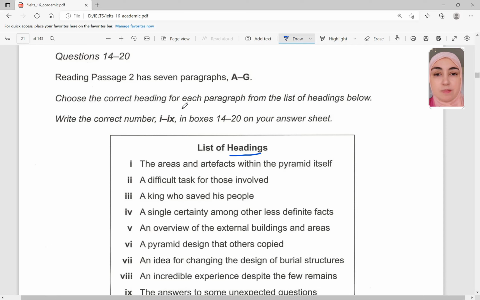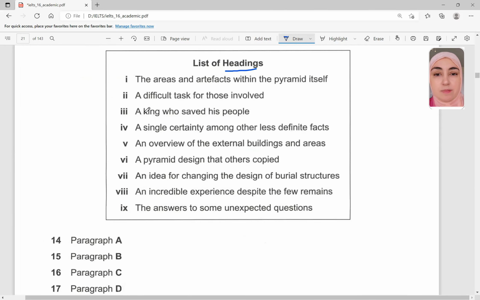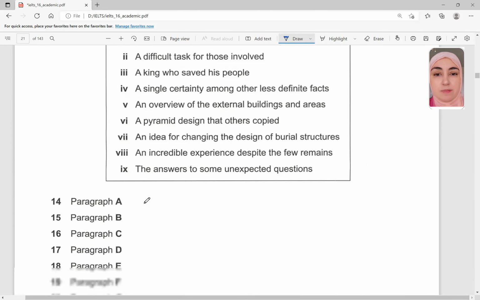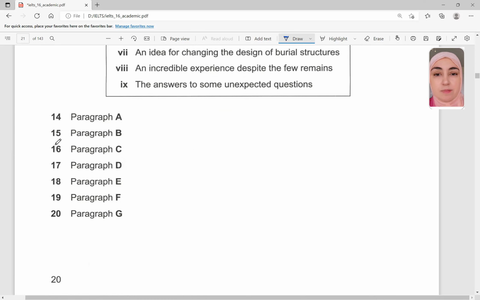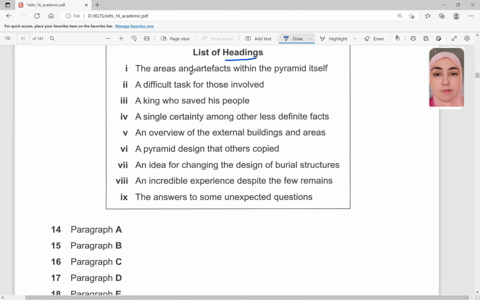So choose the correct heading for each paragraph from the list of headings below. Write the correct number 1 to 9 in boxes 14 to 20 on your answer sheet. As you can see here, we've got 9 options. And if you count these here, 1, 2, 3, 4, 5, 6, 7. So you've got 2 extra ones here.